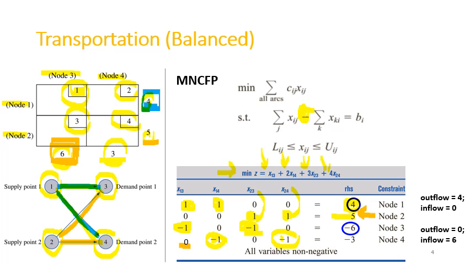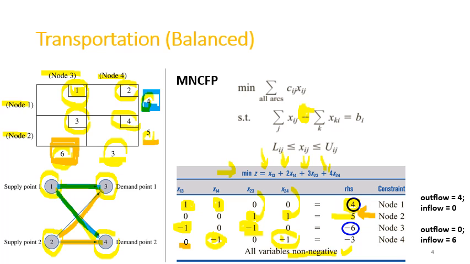And then you need to say that all variables, all the flows in each arc, need to be non-negative. You may ask, do you need to specify the flow needs to be greater than or equal to the lower bound? Yes, this is for the lower bound, but what about the upper bound?